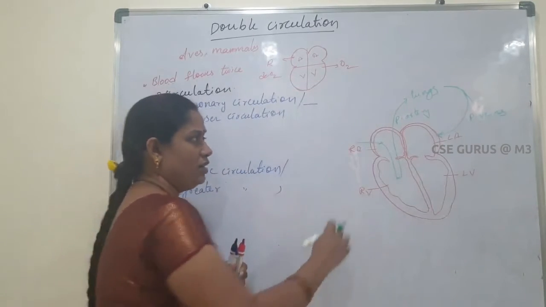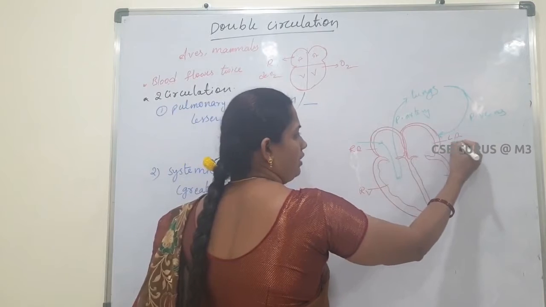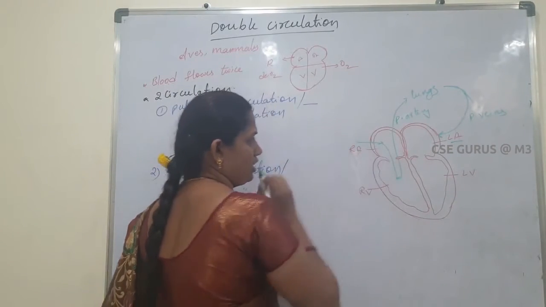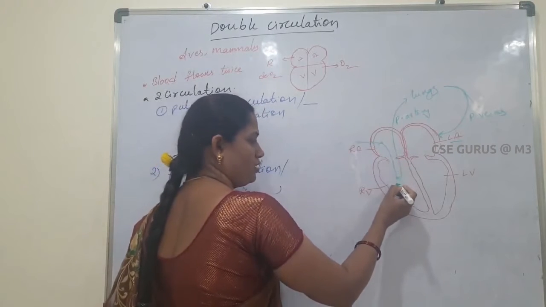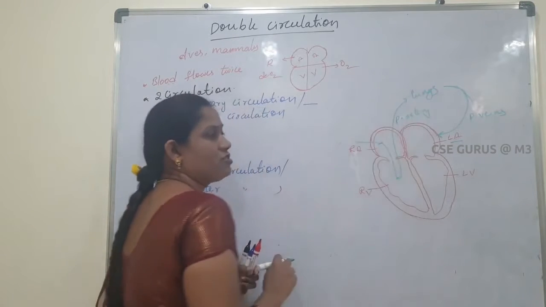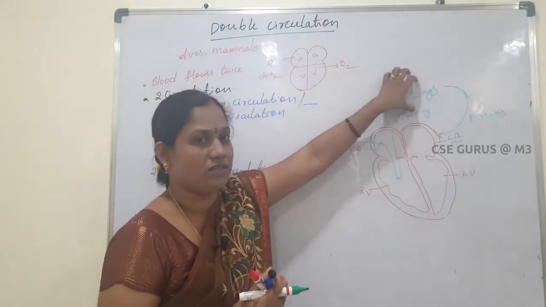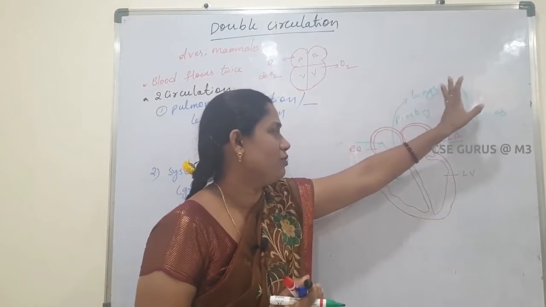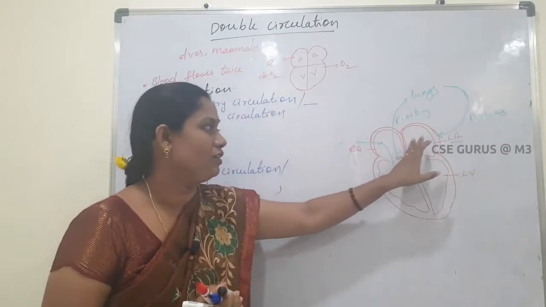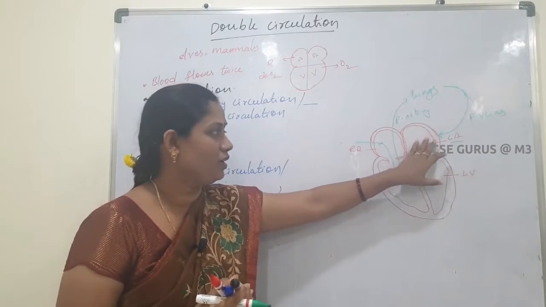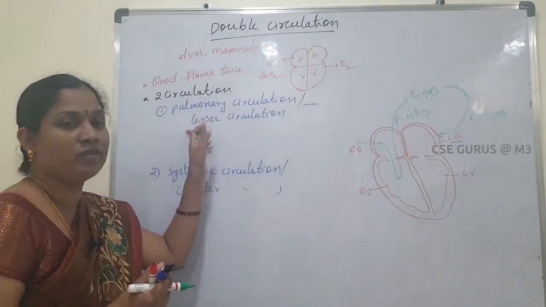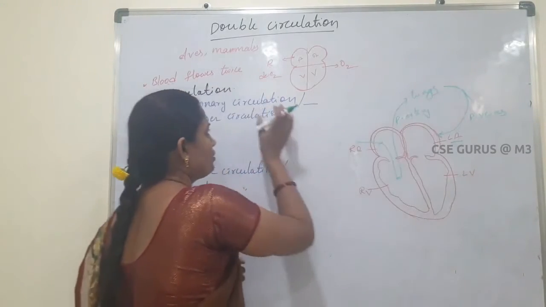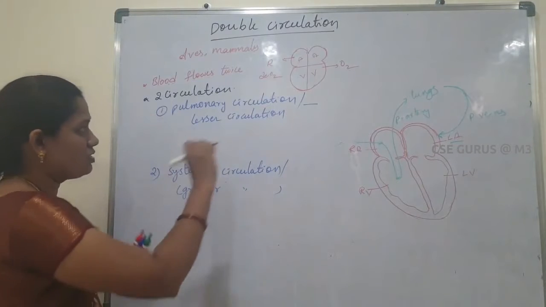It reaches the heart, the left atria. So first the blood flows into the right atria, reaches the right ventricle, and from the heart it flows to the lungs. In the lungs, the purification process takes place. Then it travels back to the heart. This circulation is called pulmonary circulation, meaning the circulation takes place between heart and lungs.